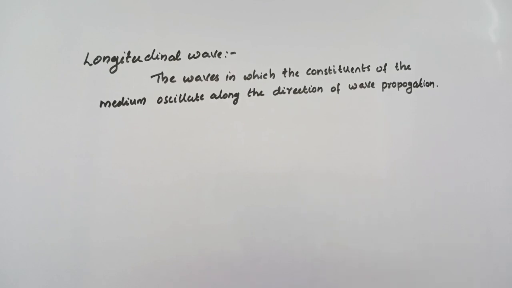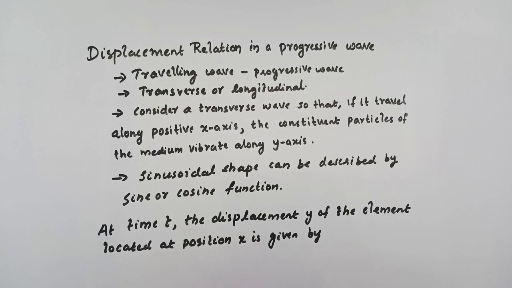Next, longitudinal wave. These are the waves in which the constituents of a medium oscillate along the direction of wave propagation. That is, the constituents of the medium oscillate in the direction of wave propagation, whereas in transverse wave, the constituents of the medium oscillate perpendicular to the direction of wave propagation. Okay, next topic is displacement relation in a progressive wave.